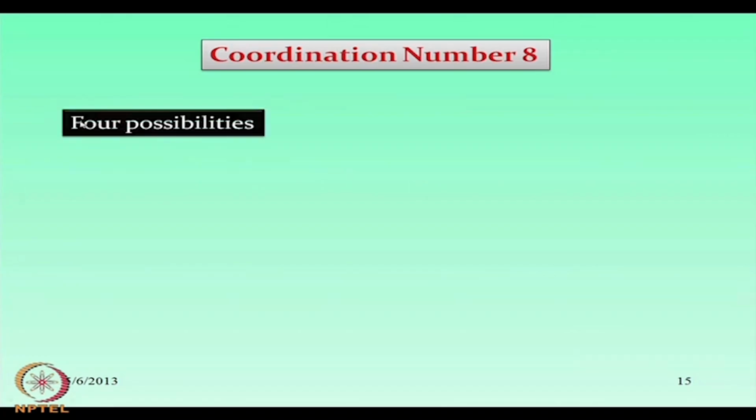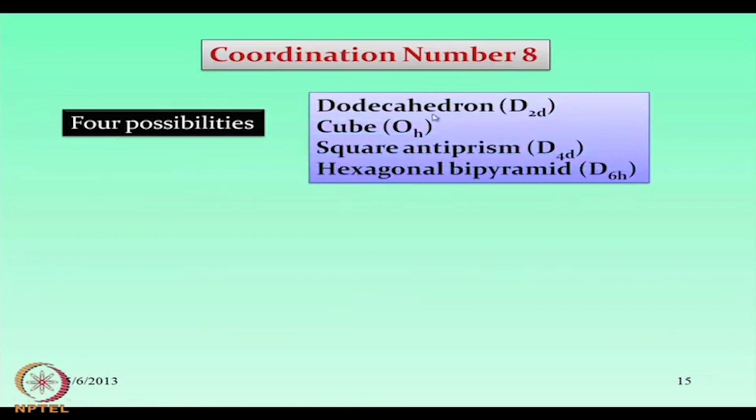So, we now move on to a coordination number of 8. Above 7 we are just moving to a coordination number of 8. And again in this particular case we have 4 possibilities, and the corresponding polyhedral names are getting complicated. So, we should slowly remember all these names, and first of these is the cube arrangement.